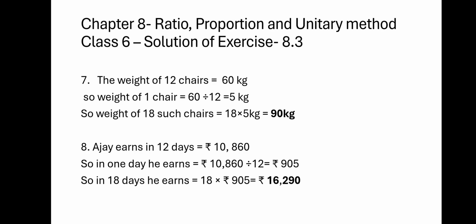8th question. Ajay earns rupees 10,860 in 12 days. So in one day he earns 10,860 divided by 12, which is 905. So in 18 days he earns 18 multiplied by rupees 905, that is 16,290.